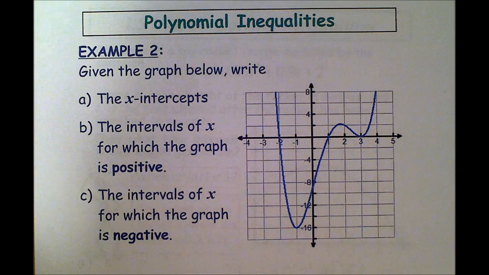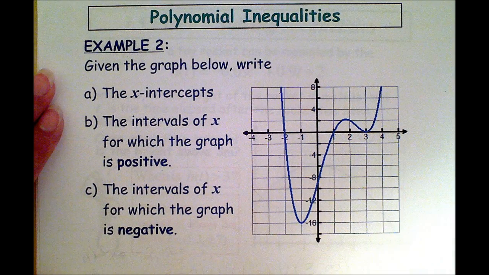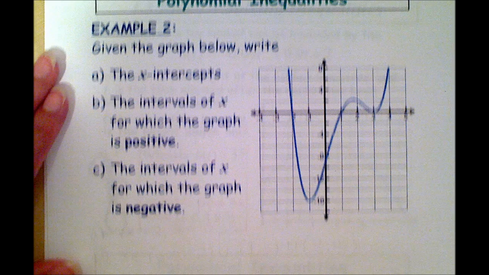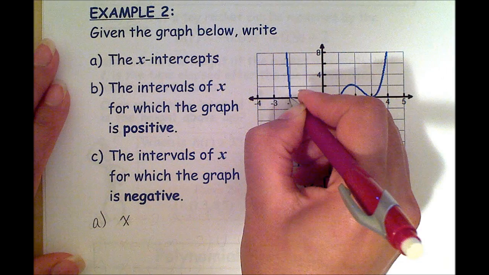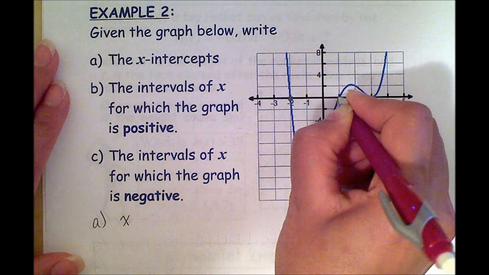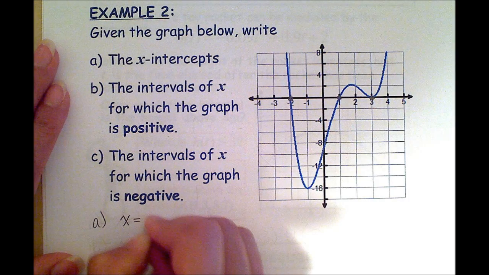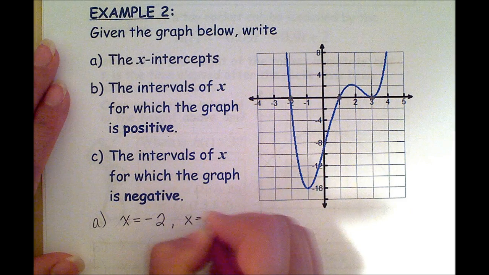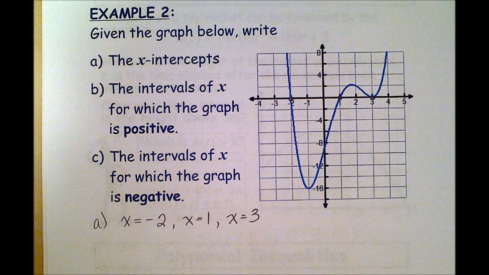So let's start by looking at the x-intercepts. All we're looking for are the points where the graph crosses the x-axis. Starting with our first x-intercept, we have an x-intercept at negative 2, at positive 1, and at positive 3. So we have x equal to negative 2, x equal to 1, and x equal to positive 3. So there's our 3 x-intercepts.